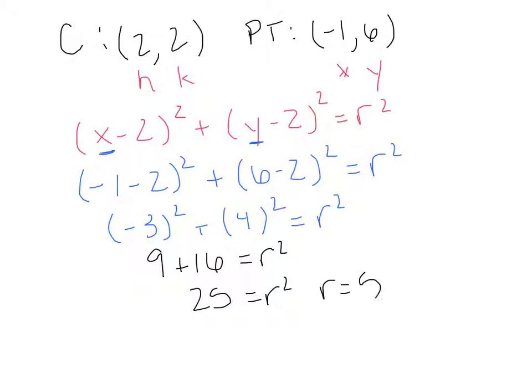But what's kind of cool is that we don't need the radius to write the equation. We need the radius squared. So we have enough information to write our equation now. The equation would be (x minus 2) squared plus (y minus 2) squared, because we already knew the center, equals r squared, which is 25.